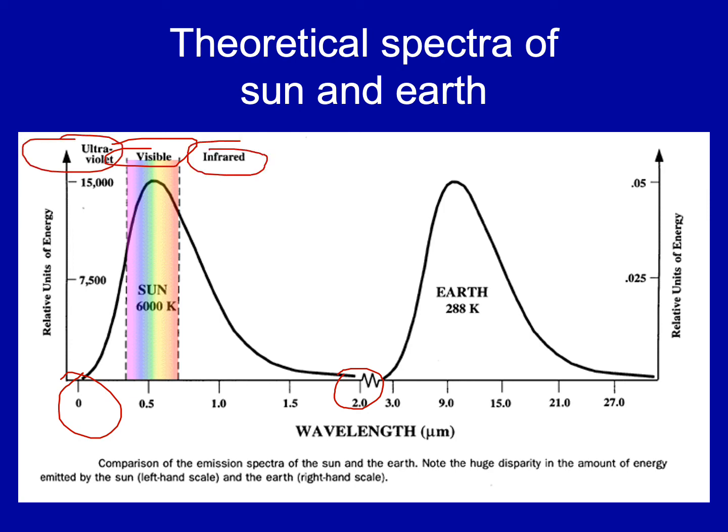In contrast, objects on Earth with a mean annual temperature of 288 degrees Kelvin, or about 15 degrees Celsius, emit radiation between 3 and 27 micrometers. This is why we refer to radiation from the Earth and atmosphere as long-wave radiation, while solar radiation is called shortwave radiation.